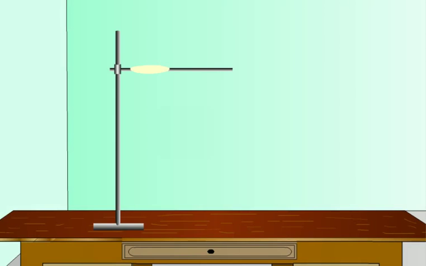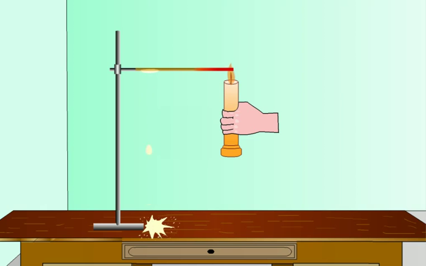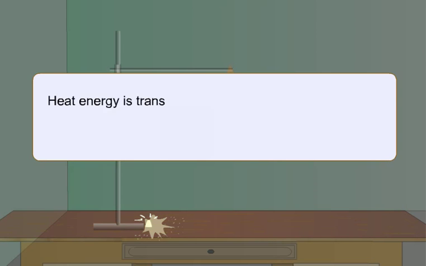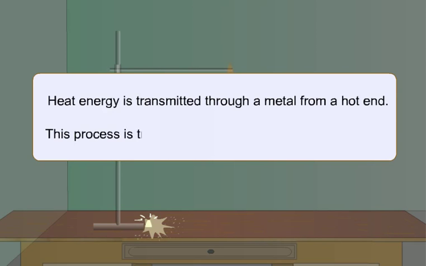Students, now let us look at this activity. Clamp a metal rod horizontally to a retort stand, and then cut small stubs of wax from a candle and fix them on the rod along its length as shown in the figure. Now heat the end of the rod. You will notice that wax pieces fall off one by one from the heated end. As heat reaches a wax piece, it melts and falls down. Thus, heat energy is transmitted through a metal from a hot end. Students, this process of transfer of heat is called conduction.